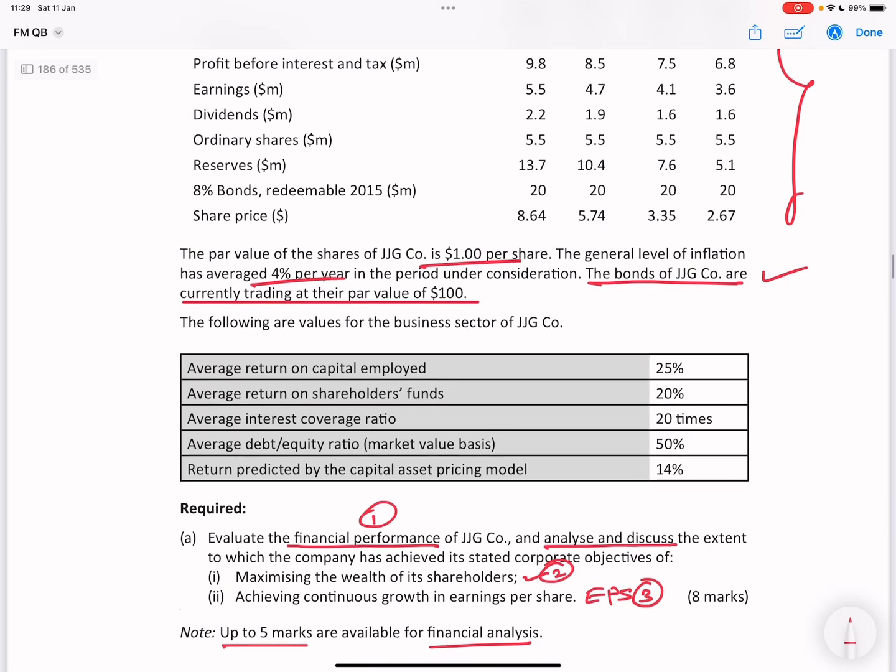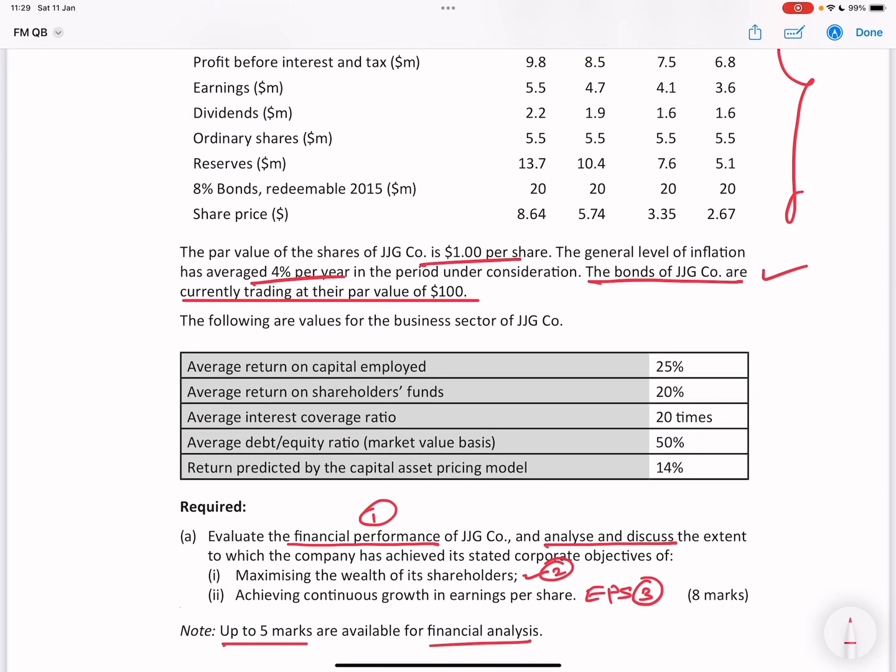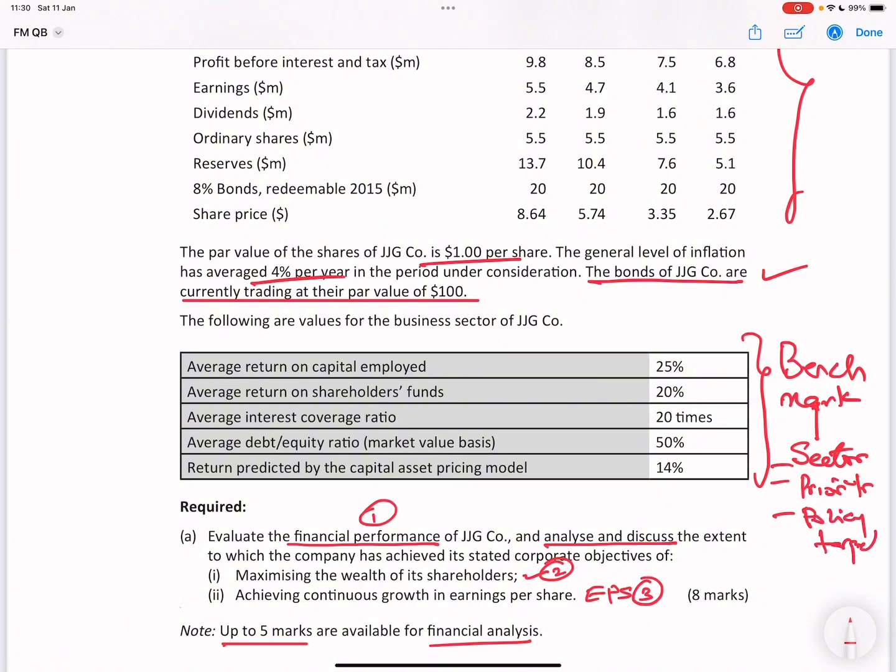The following are values of the business sector of JJG Co. So what they've given to us here is called the benchmark. Remember, when I was doing the theoretical part of this in the previous video, I told you ratios in itself do not make any sense. You need to compare with the benchmark. And I told you that your benchmark can be sector, which means the industry average. It can be previous year, which means it's trend analysis. Or it can even be company's policy or target. But in this question, what they've given you as a benchmark is the sector information.